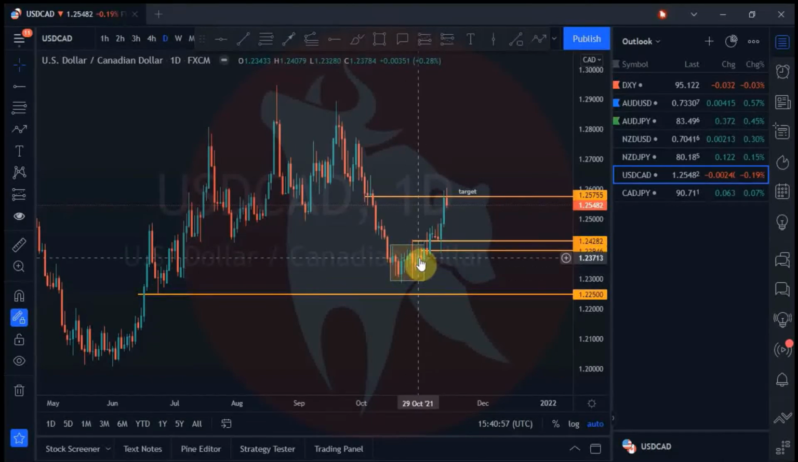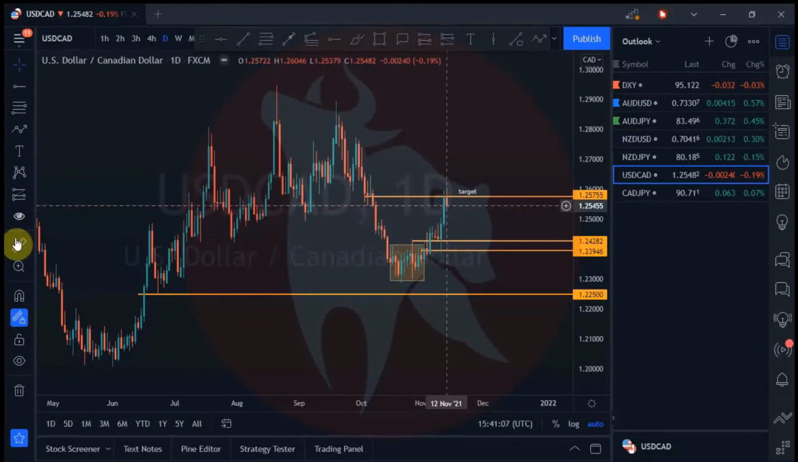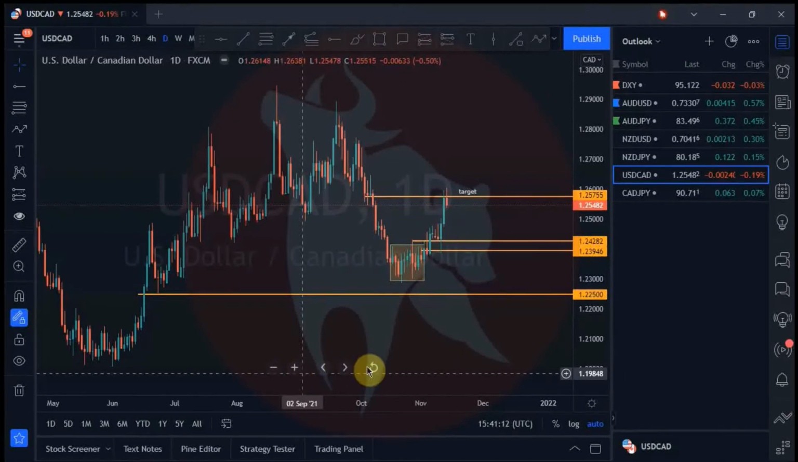We saw consolidation and we saw an expansion. Price came back to the consolidation zone and we saw a quick expansion to the upside. All right, yes, so we took this trade. I called out this trade.